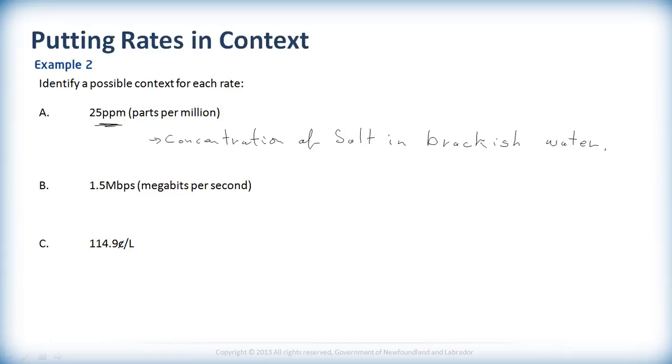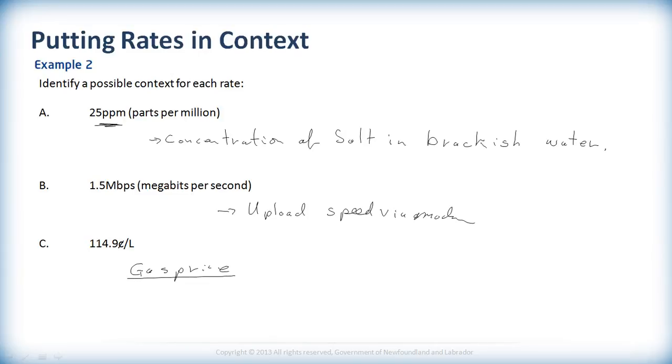It says 1.5 megabits per second. I know what that is. That's the upload speed I get when I'm uploading your videos to the internet from a remote location. So that's upload speed via modem. Okay. And $1.149, or 114.9 cents per liter. Yeah, that's going to be gas price, isn't it?